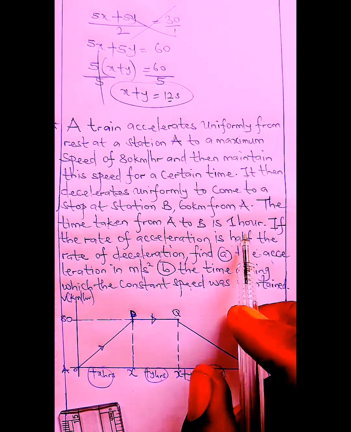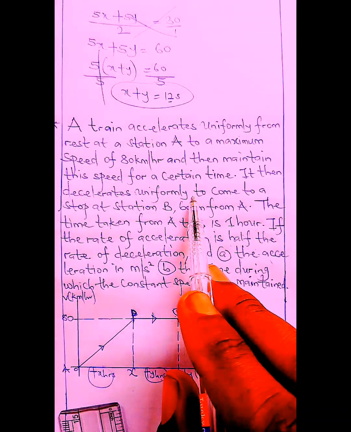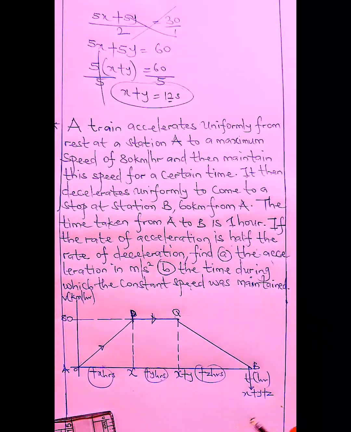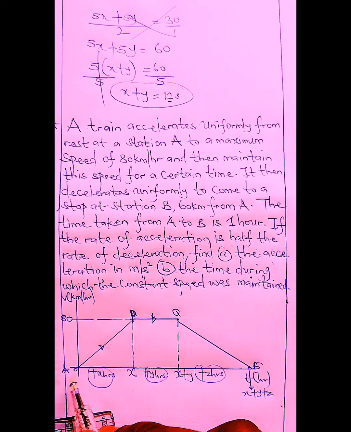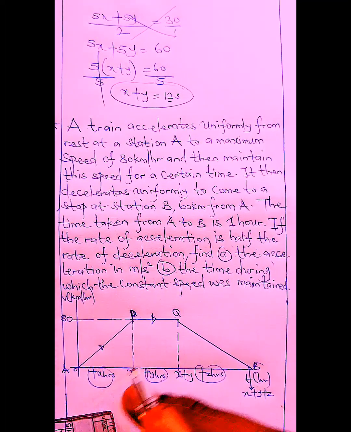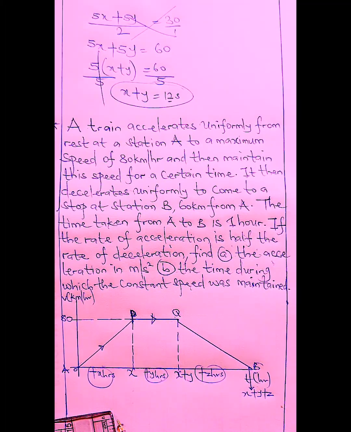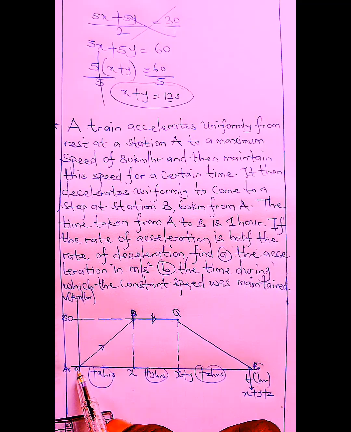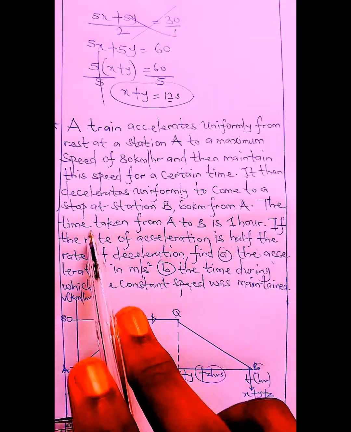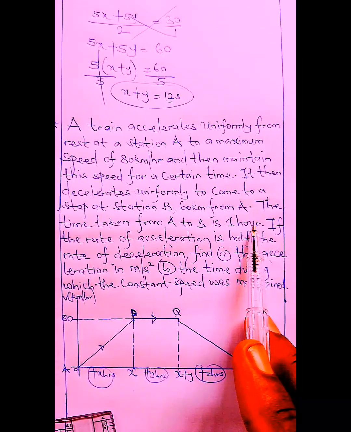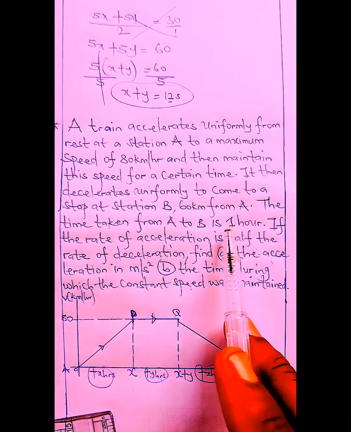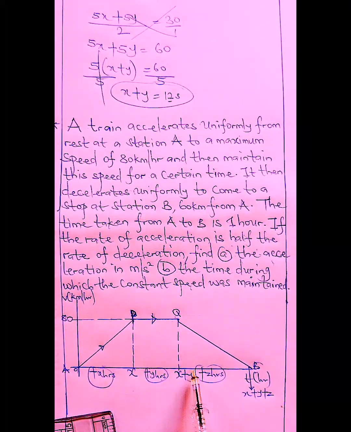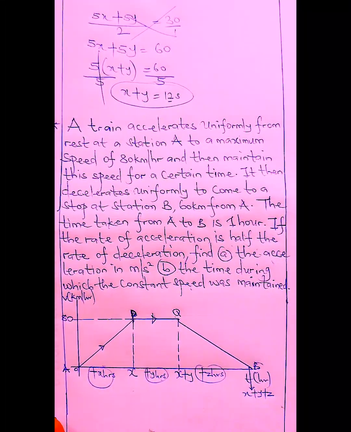So let's look at the other statements we are given. It then decelerates uniformly to come to a stop at station B, 60 kilometers from A. So station B is 60 kilometers from station A, which means the whole distance covered by the body is 60 kilometers. They said the time taken from A to B is 1 hour. This train took 1 hour to travel from A to B, so the total time taken is 1 hour.